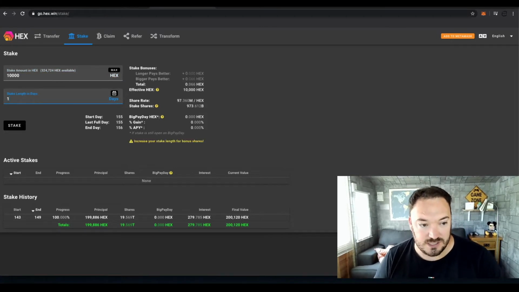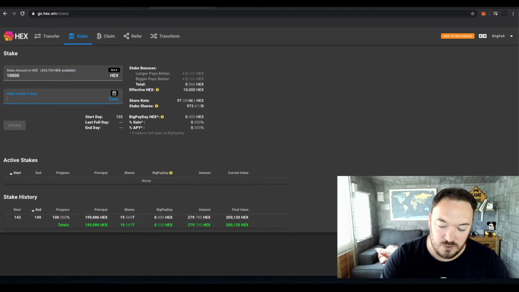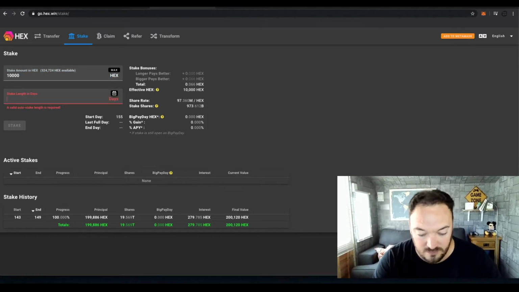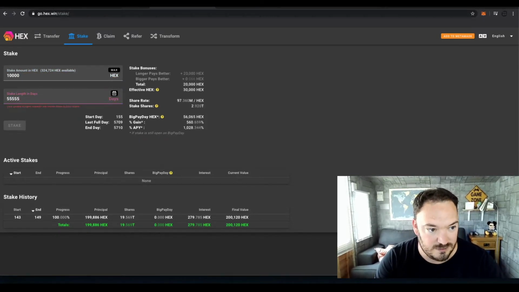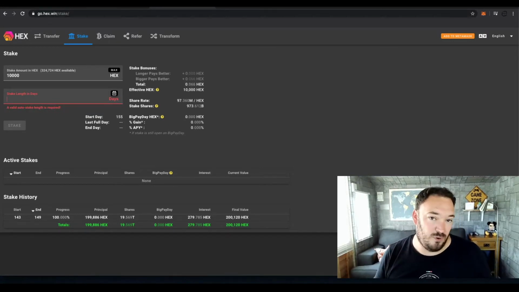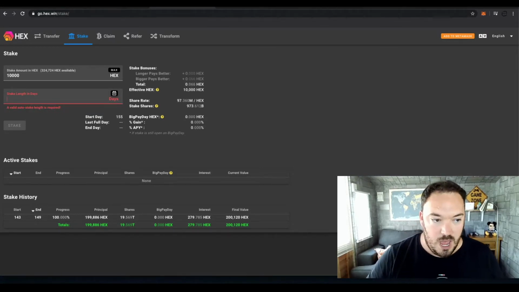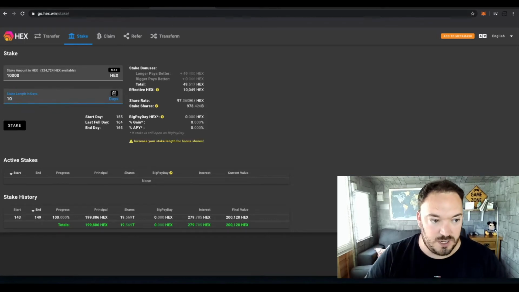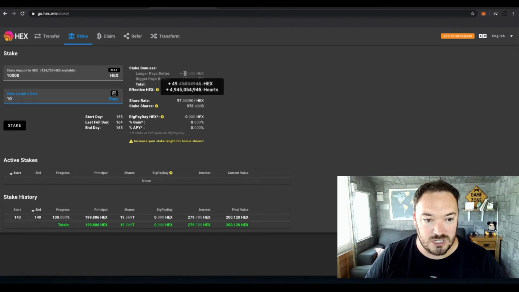Now if you want, you can stake it for 1 day, you can stake it for 2 days, you can stake it, I believe, something like 5,000 days or something crazy. The longer you stake for, the better rewards. And what I mean by that, if I just show you, if I was to stake 10,000 Hex coins over 10 days, I would actually generate 49 extra Hex.